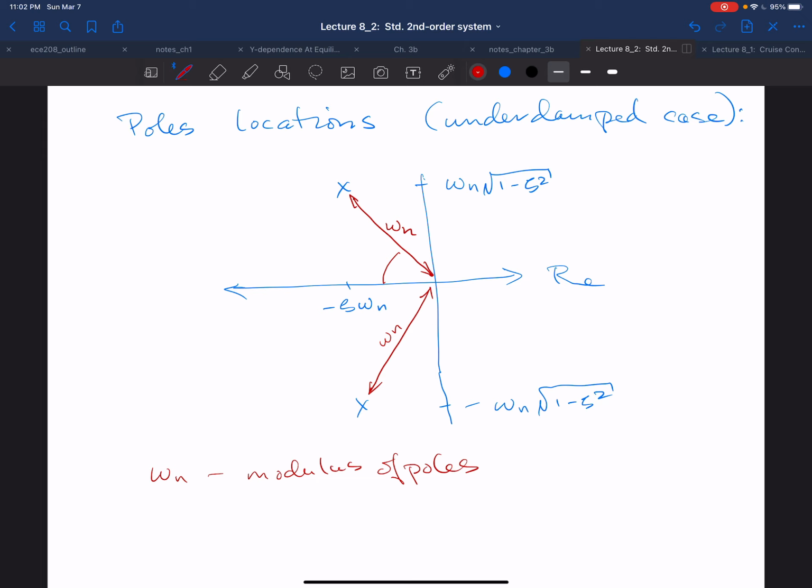Now, if this distance is omega n from the origin to the poles, and the real part of the poles is zeta omega n, then zeta must be the cosine of this angle. So this is the angle theta that we referred to in our expression for the step response. This is the angle whose cosine is zeta. So that's another way of relating the responses to the locations of the poles.